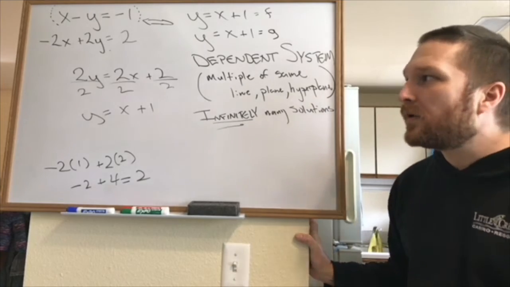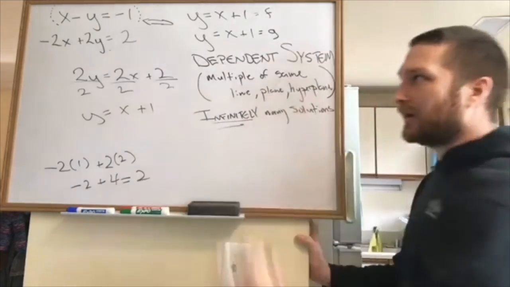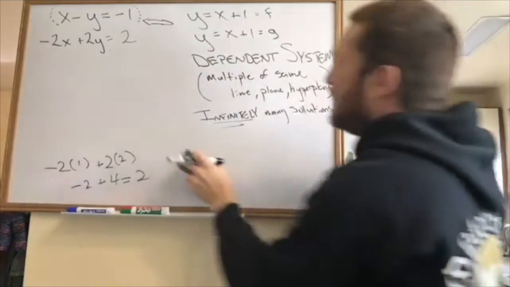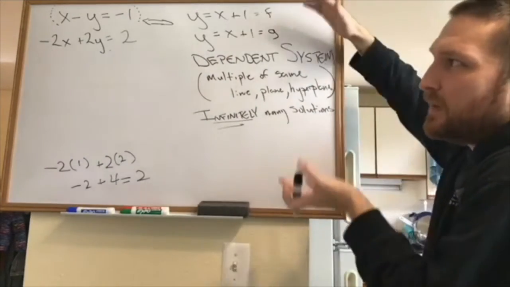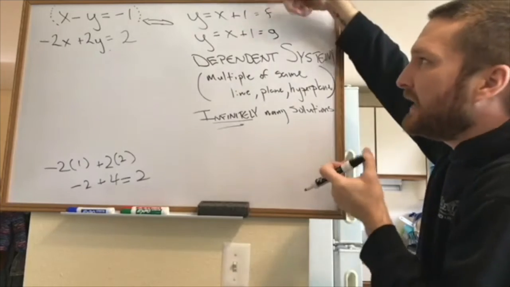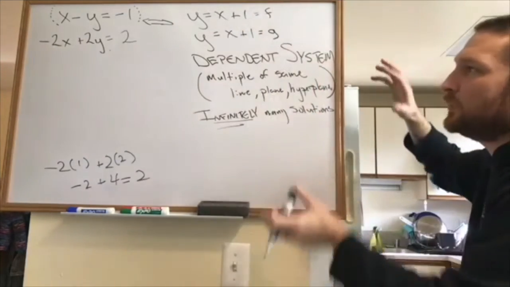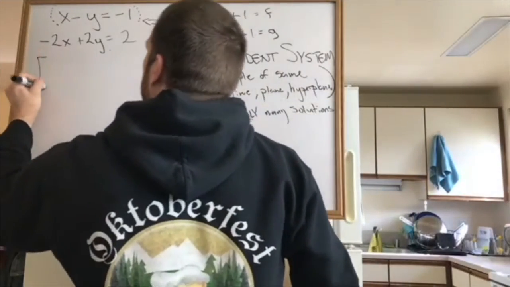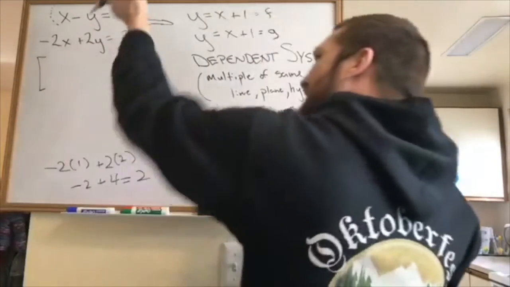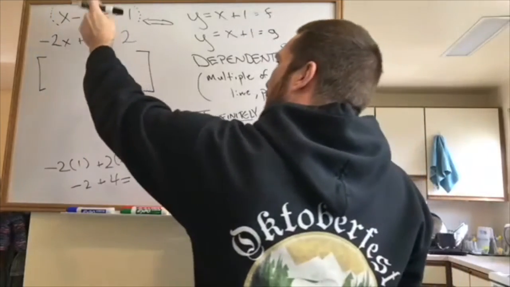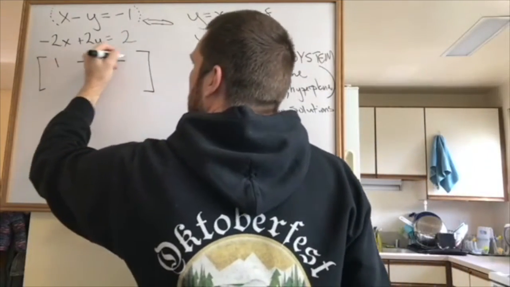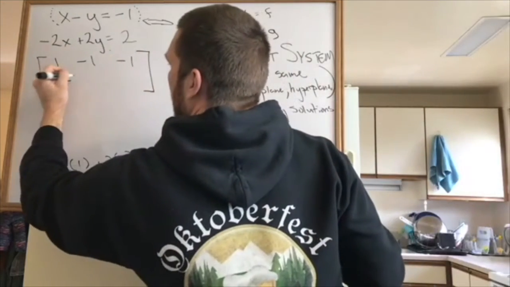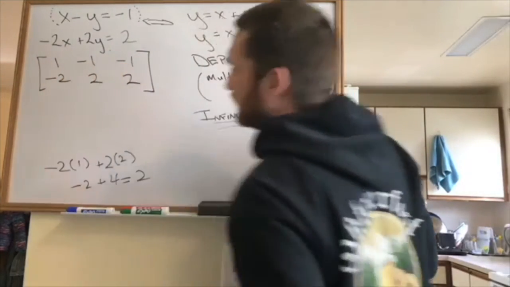So what would that look like if I used my matrix? Okay, so that's what I'm going to do now. Especially in a 3x3 or a 4x4 case, I'm not going to solve for some variable and set them equal to each other or see that they give me the same thing. What's this going to look like if I just plugged it into a matrix? This system in a matrix would be 1, -1, -1, -2, 2, and 2.